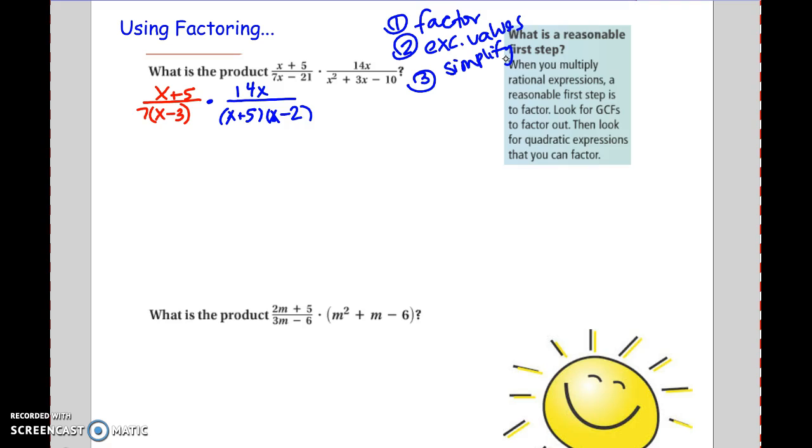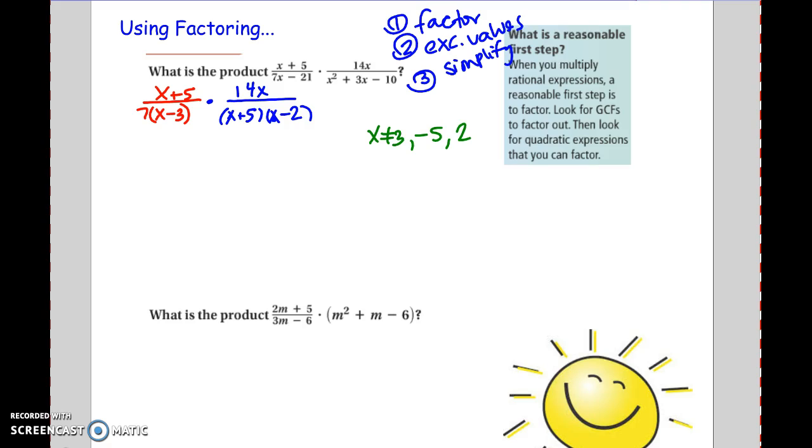So my excluded values would be over here. If I put this equal to 0, I would get x is not equal to 3. If I put this equal to 0, I get x is not equal to negative 5. And if I put this equal to 0, I get x is not equal to 2.